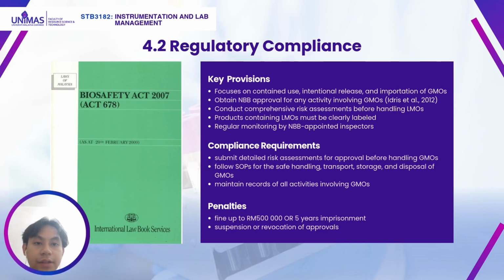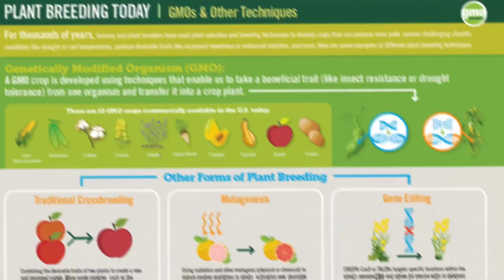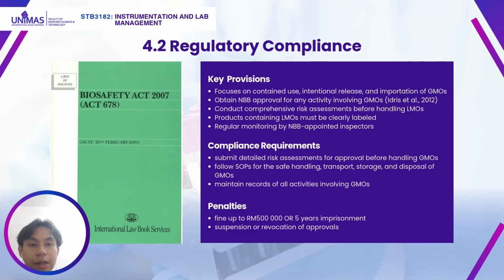Next is the Biosafety Act 2007. This law mostly highlights the regulation in handling GMOs. The key provisions include the focus on contained use, intentional release, and the importation of genetically modified organisms. They also need to obtain NBB approval before carrying out any activity that involves GMOs. And then the employers and the employees must conduct a comprehensive risk assessment before handling the GMOs.